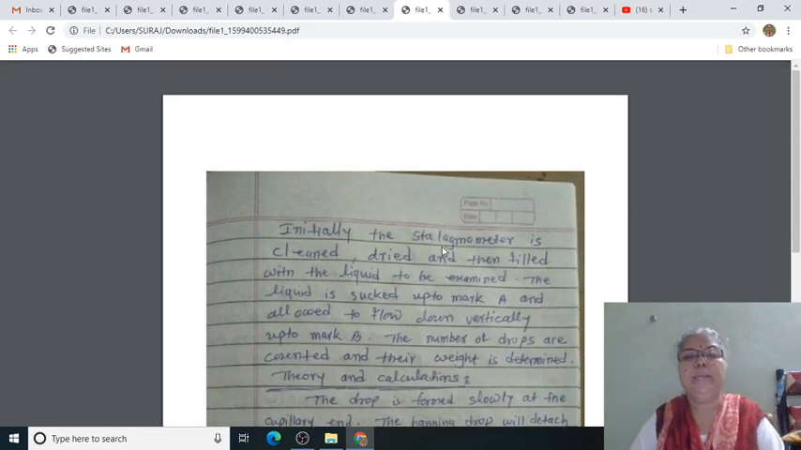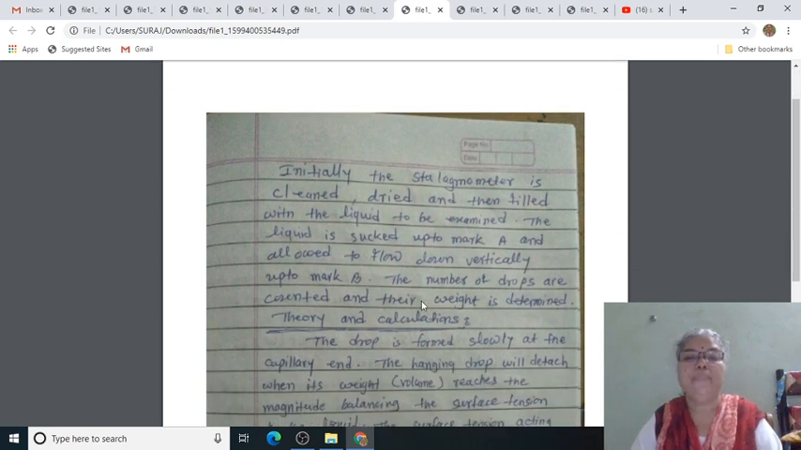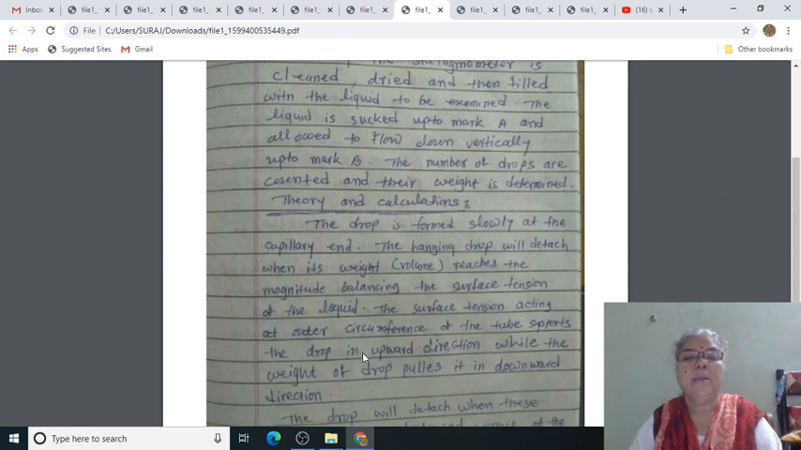Here initially the stalagmometer is cleaned, dried, and then filled with the liquid to be examined. The liquid is sucked up to a mark A and allowed to fall down vertically up to mark B. The number of drops are counted and their weight is determined. Then the theory and calculations. How we can determine the surface tension.